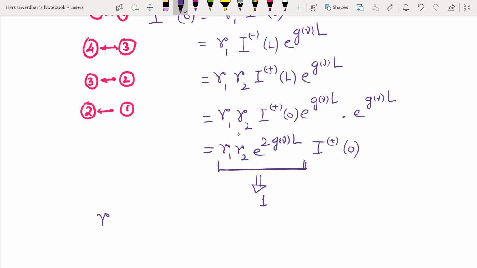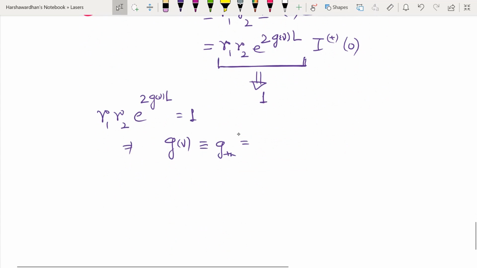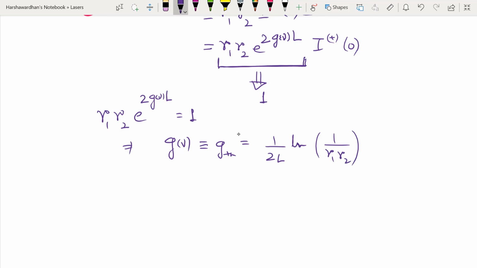So let us see what is the consequence of that. R1 times R2 exponential 2 g of nu L being equal to 1 simply implies that my g of nu, which is what I am defining as g threshold, is equal to 1 by 2L natural log of 1 by R1 R2, right? This can be written down in various forms. This could be minus 1 over 2L log of R1 R2.